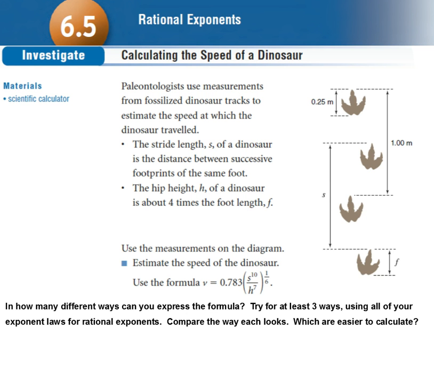I'm going to try to answer this question: how many different ways can we express that formula? I'm going to challenge you to try to come up with at least 3 ways to express that formula based on the exponent laws that we've learned at the end of this lesson. And then we're going to compare the way the different formulas look and try to answer this question: which are easier to calculate if we were to evaluate to a final answer.